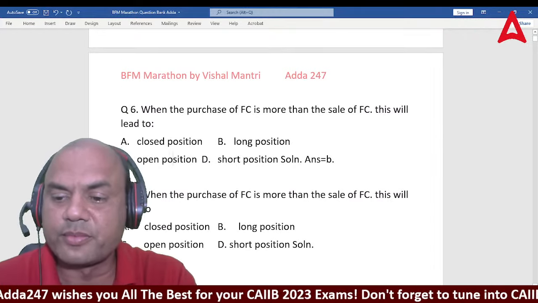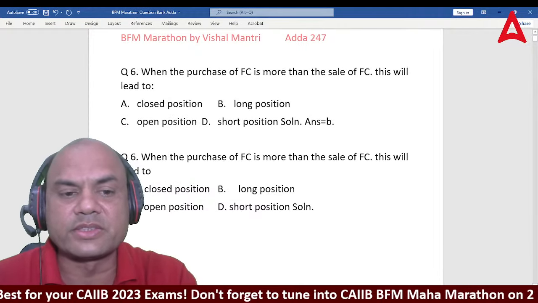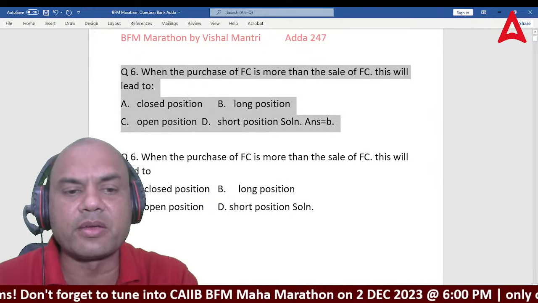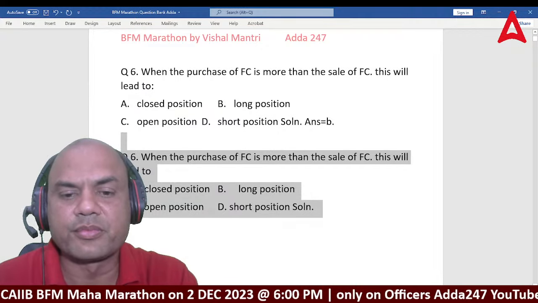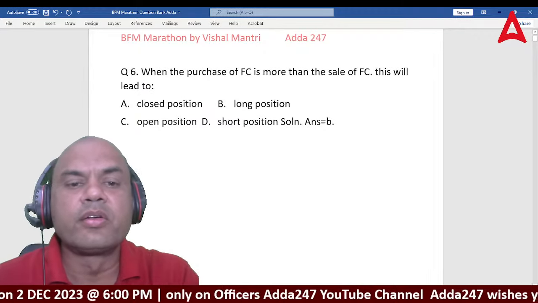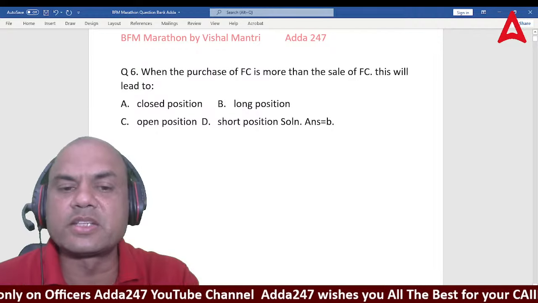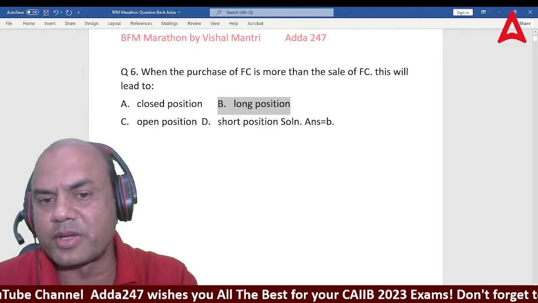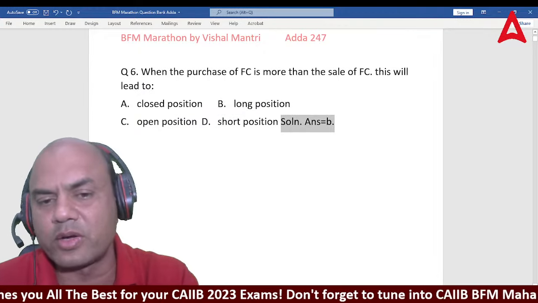This one. Now this will be easy for you, I think so. It is the same question repeated. Okay. One sec. Move this here. When the purchase of a foreign currency is more than the sale of the foreign currency, it is known as, now this is simple. Answer is B. That's why I have given the answer also, long position. Because just now you have done this short, so now long is easy.